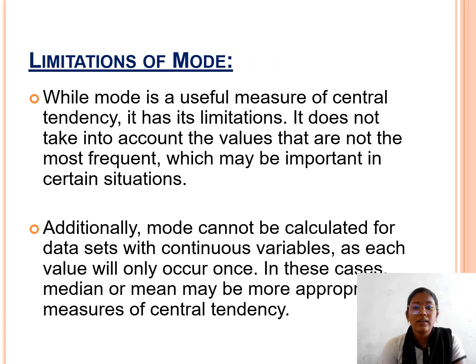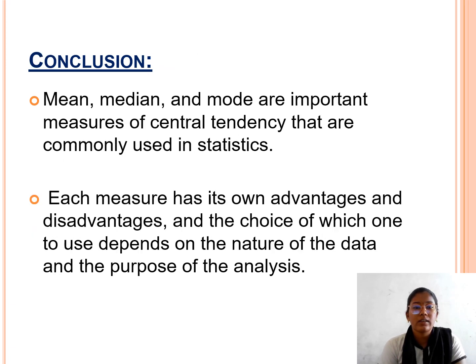Limitations of mode. While mode is a useful measure of central tendency, it has its limits. It doesn't take into account the values that are not most frequent, which may be important in certain situations. Additionally, mode can't be meaningfully calculated for datasets with continuous variables, as each value will only occur once. In these cases, mean or median may be more appropriate measures of central tendency.